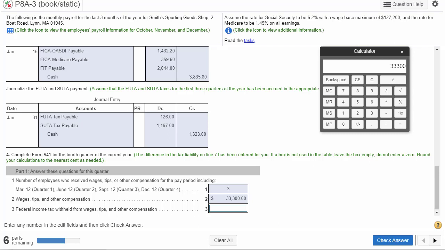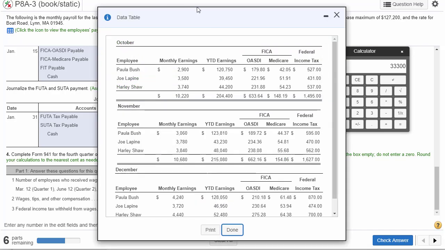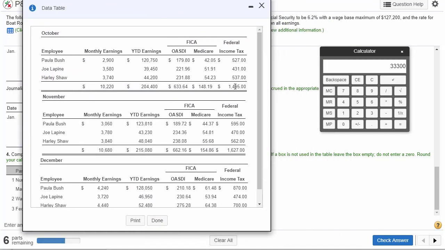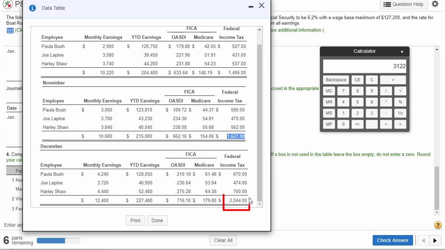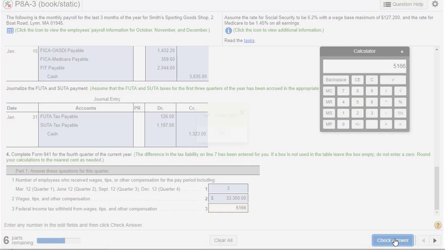Federal income tax, line 3. Federal income tax withheld from wages. So again, we need this box. So we're going to add up $14.95 plus $16.27 plus December's $2,044. Gives us $51.66. Cool.